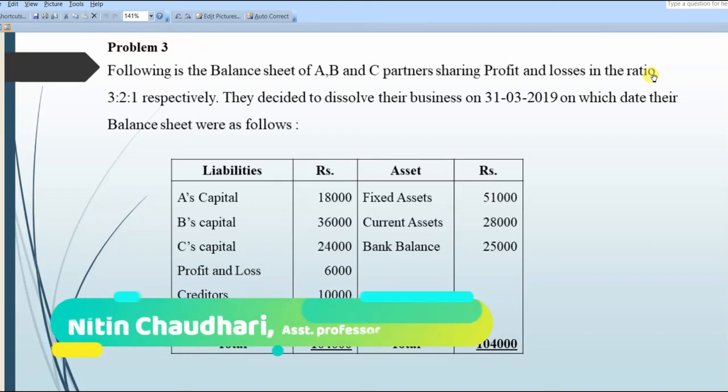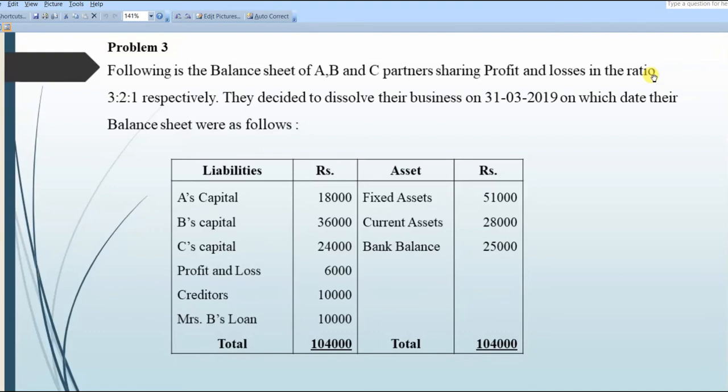Hi everyone, today we will solve problem number 3 on the surplus capital method of the piecemeal distribution of the cash. Following is the balance sheet of A, B and C, partners sharing profit and losses in the ratio 3:2:1 respectively. They decided to dissolve their business on 31st March 2019, on which date their balance sheet was as follows.